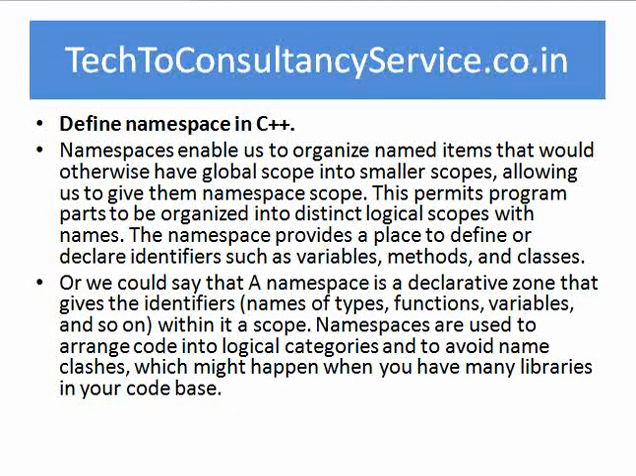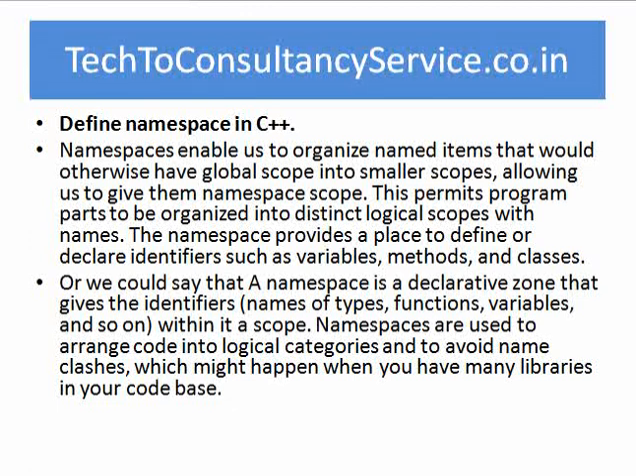Or we could say that a namespace is a declarative zone that gives identifiers, names of the types, functions, variables, and so on. Within its scope, namespaces are used to arrange code into logical categories and to avoid name clashes, which might happen when you have many libraries in your code base. So namespaces, in short, can be used to group all the libraries to avoid the name clash.